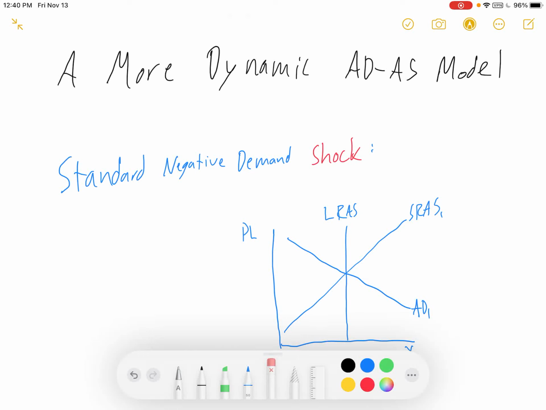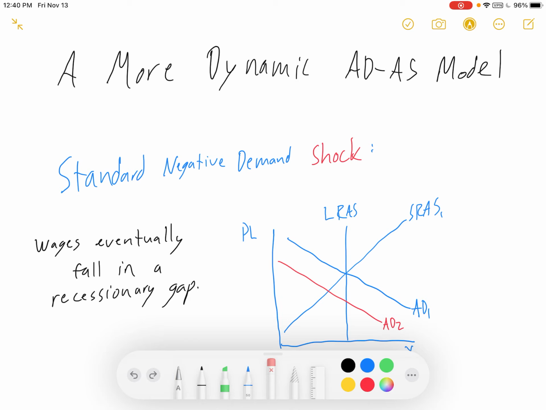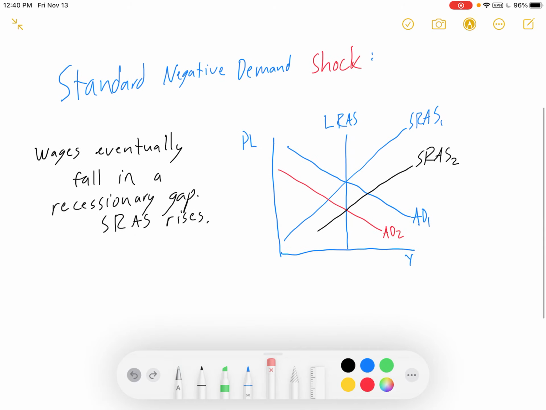Hey everybody, welcome to my next aggregate demand, aggregate supply video, and I'm just going to show how this model can become a little bit more realistic without actually changing any of its intuition. So normally, if we talk about a negative demand shock, we have a graph like this, and then we have demand decrease, and because of that, we're in this recessionary gap and wages will eventually fall, so that your short-run aggregate supply rises as wages fall, and you wind up down here. That's the standard picture for a negative demand shock.